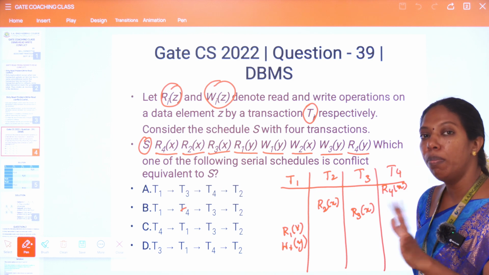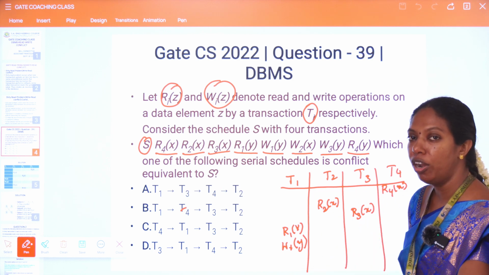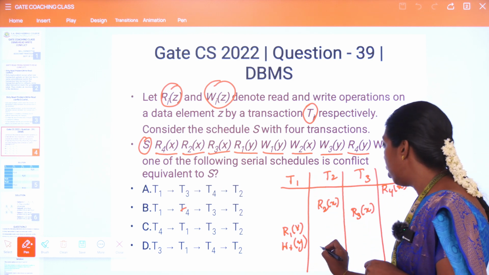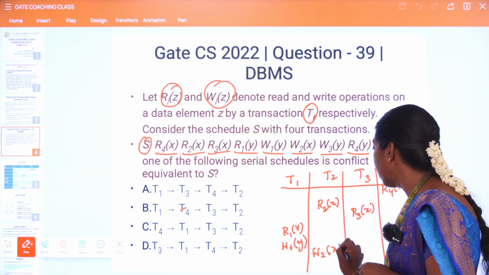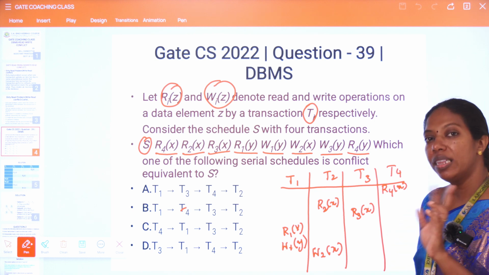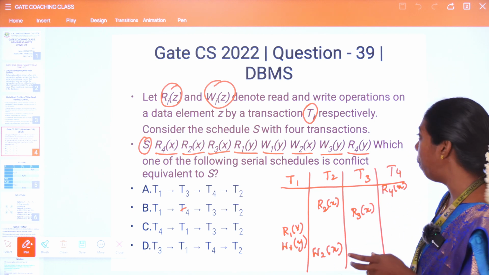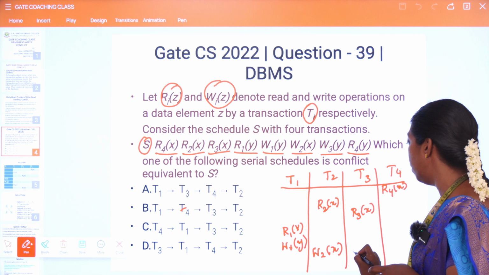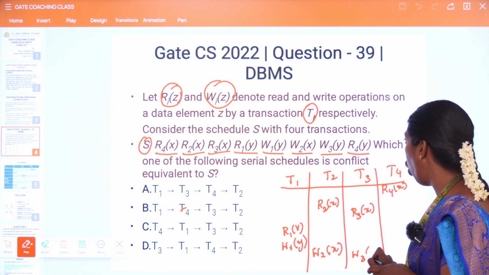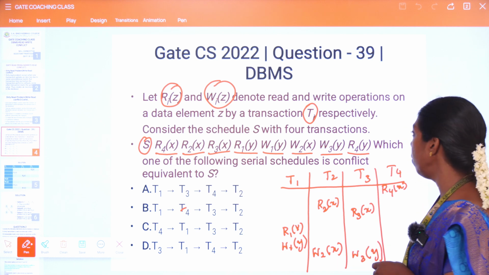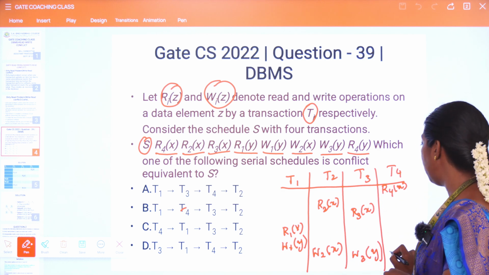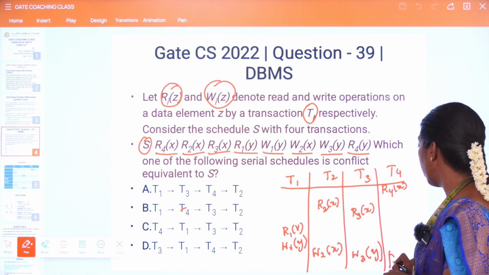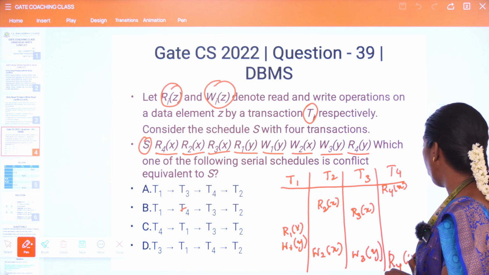and next is your W2, that is go to the second transaction, this has to be W2 of X, and then go to the third transaction which performs the write operation. So next to this, the term is W3 of Y, and again go to the last one, that is here it performed the same R4 of Y.